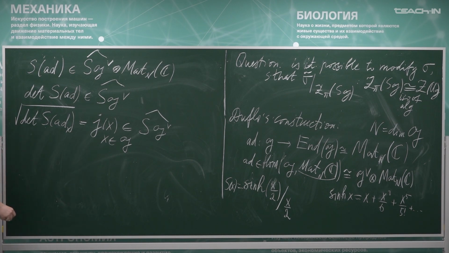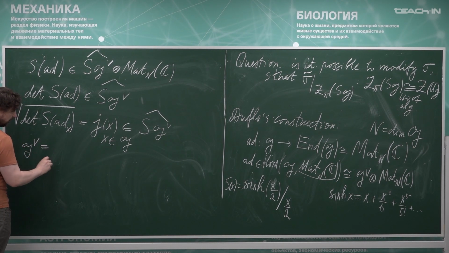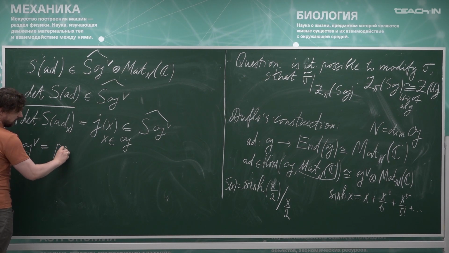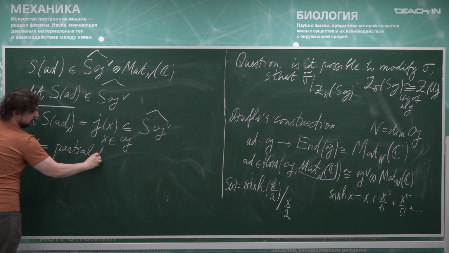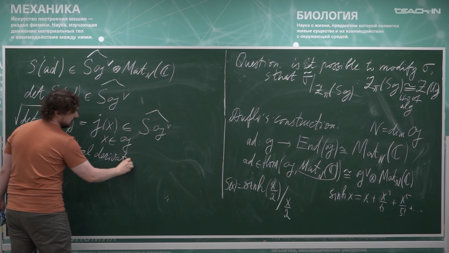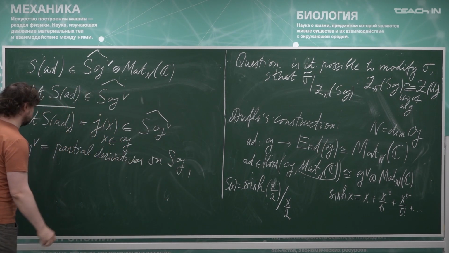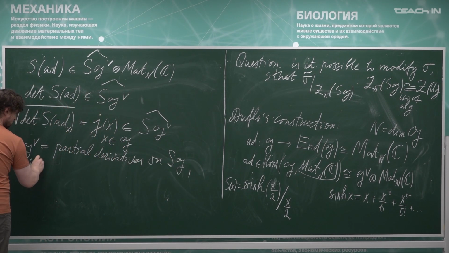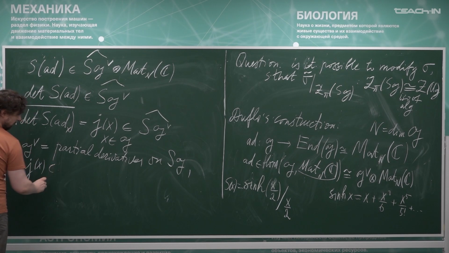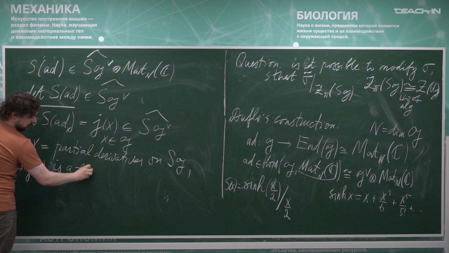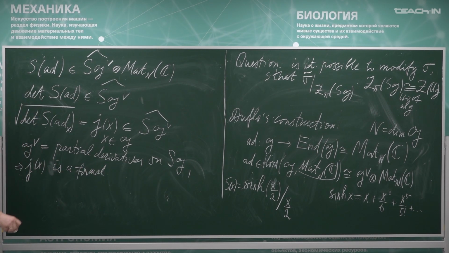Okay. Now you can identify G hat with a space of partial derivatives on SG. Hence, Jx will become a differential operator, a formal differential operator of infinite degree, of course.